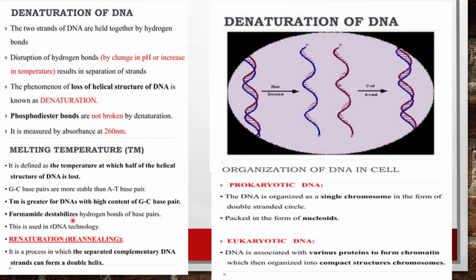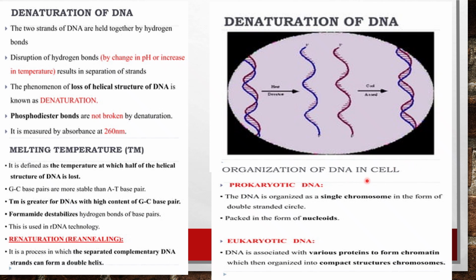And formamide destabilizes the hydrogen bonds of base pairs. This is used in recombinant DNA technology, because there we can separate a specific gene and specific fragment. So the treatment of the DNA is done by formamide. And then renaturation is reannealing, where the separated complementary DNA strands rejoin and form a double helical structure. Now the organization of DNA in cell.